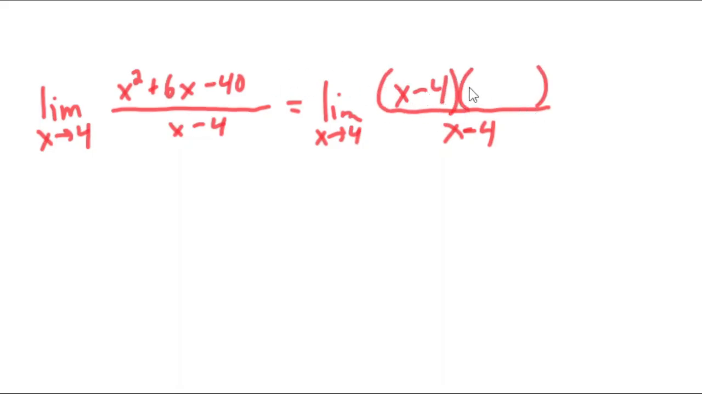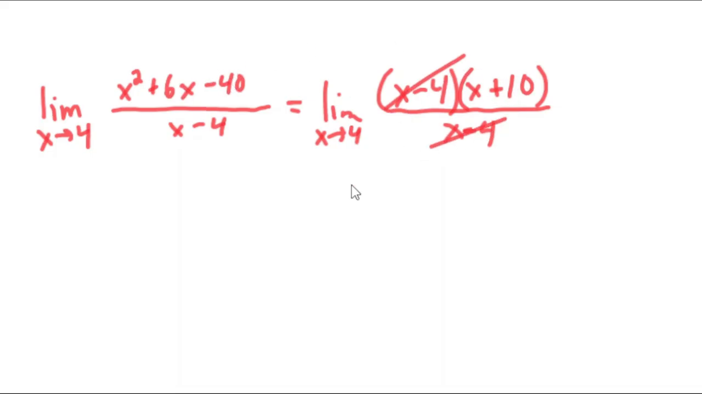In fact, what's the other factor going to be? It will be x plus 10. If you FOIL this out, you see x times x is x squared. You get a plus 10x from these outside two terms and minus 4x from the inside two terms. So that gives us a plus 6x. And minus 4 times 10 is negative 40.